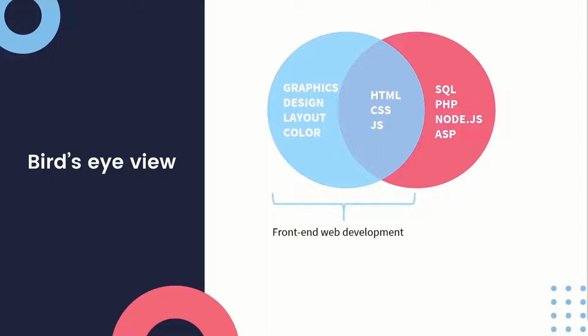Now, if you sort of summarize everything I've just said, the blue circle focuses specifically on front-end web development. Now, even though we haven't really covered graphics and design and layout and color, we've somewhat touched on these principles as we work through CSS. Okay, then lastly, the full stack, which is the full stack of web development, consists of both stacks. Okay, now that's quite important to keep in mind.